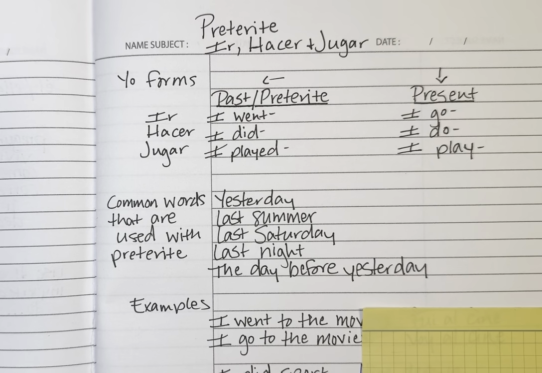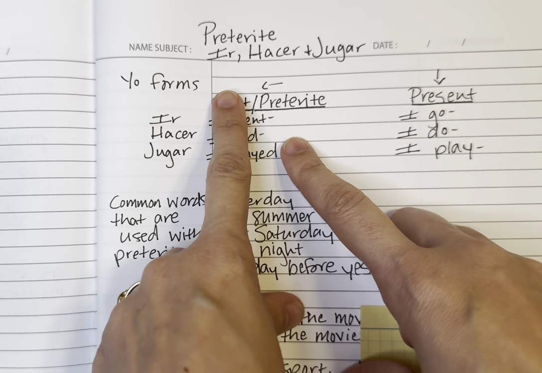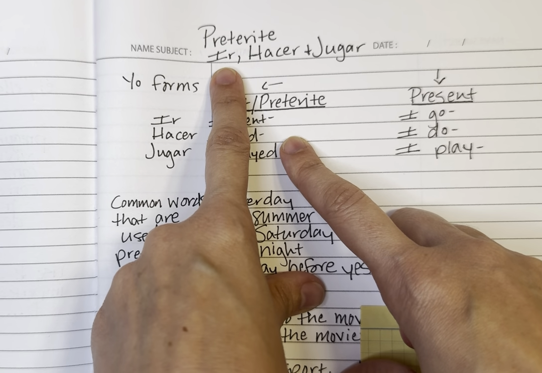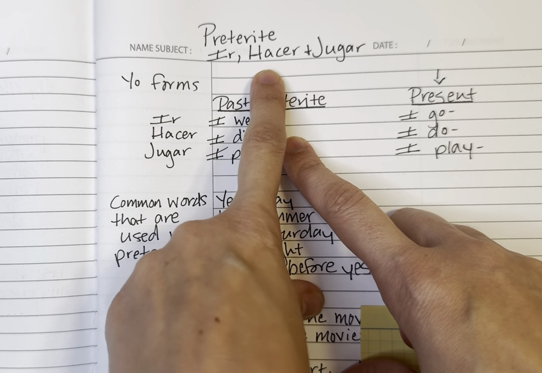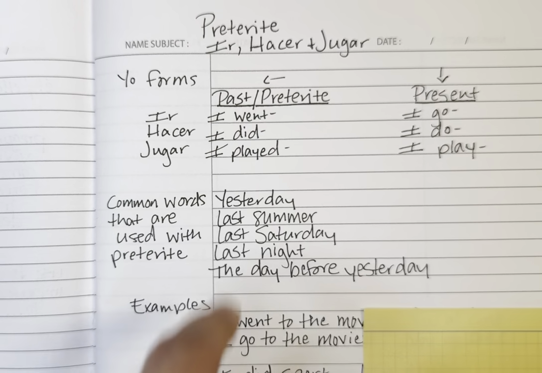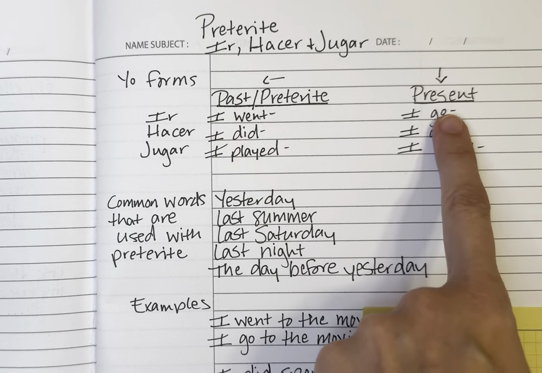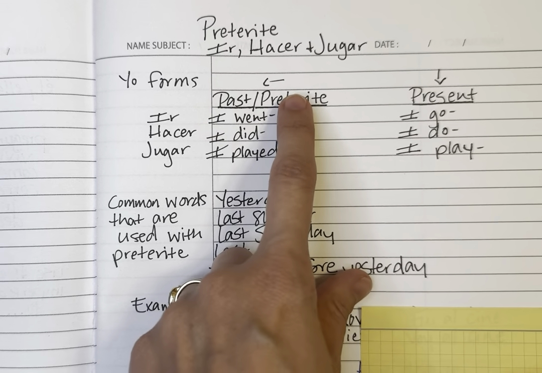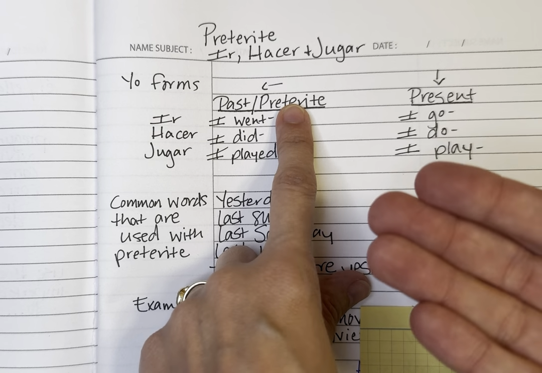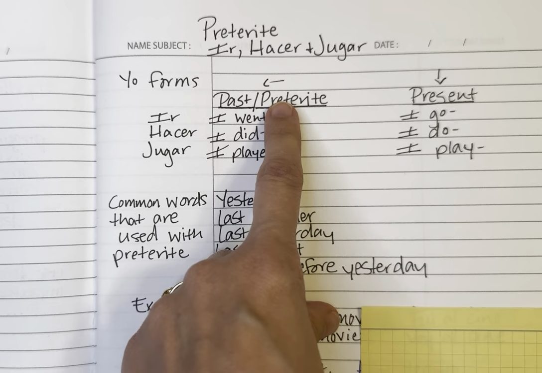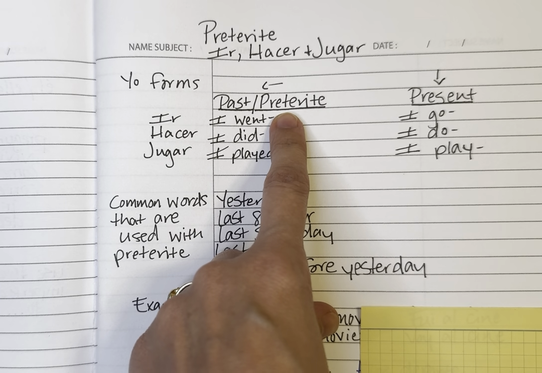Hola, amigos. In this video, we are going to look at the preterite, or the past tense, of three verbs: ir, to go, hacer, to do, and jugar, to play. And we are going to compare the past or preterite tense with the present tense of the verb. When I say preterite, I just mean the past tense. There are two past tenses in Spanish, and in this video, we are going to focus on the preterite tense.